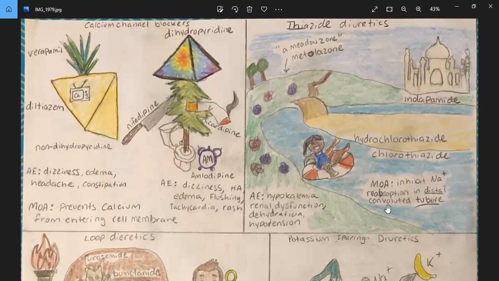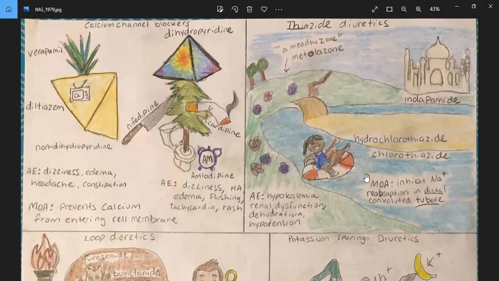Okay, mechanism of action. Inhibits sodium reabsorption in the distal convoluted tubule. So again, she's on a tube to help you remember tubule. And then if you think maybe she's in the distal aspect of this, if over here is like the beginning and now she's moved through it and she's kind of at the end, the distal aspect.